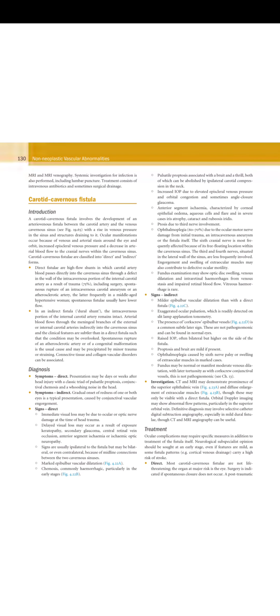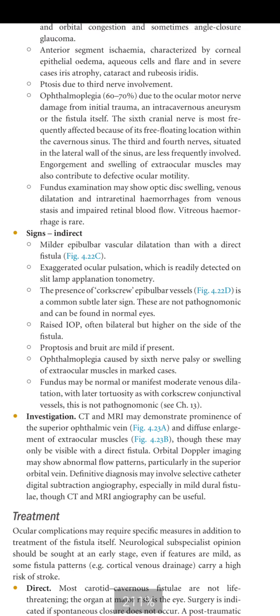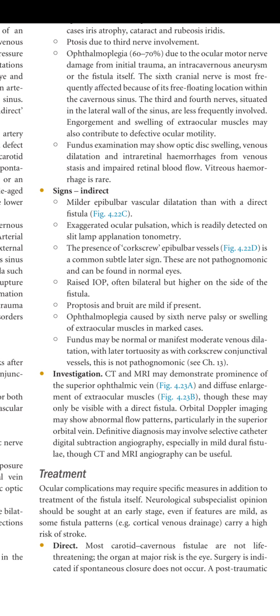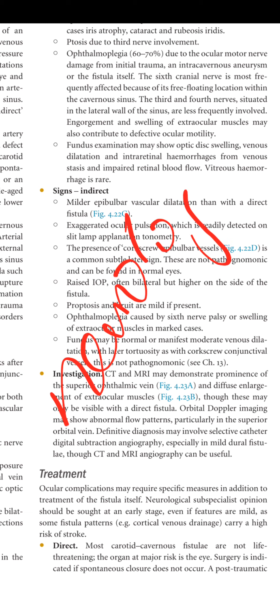And so how will you treat these cases? Ocular complications may require specific measures in addition to the treatment of the fistula itself. A neurological subspecialist opinion may be sought at an early stage even if the features are mild, as some fistula patterns, for example cortical venous drainage, carry a high risk of stroke. So you have to seek a neurological opinion in a case of a fistula.